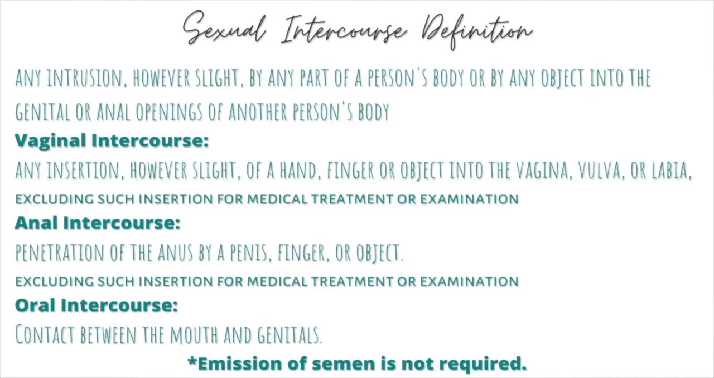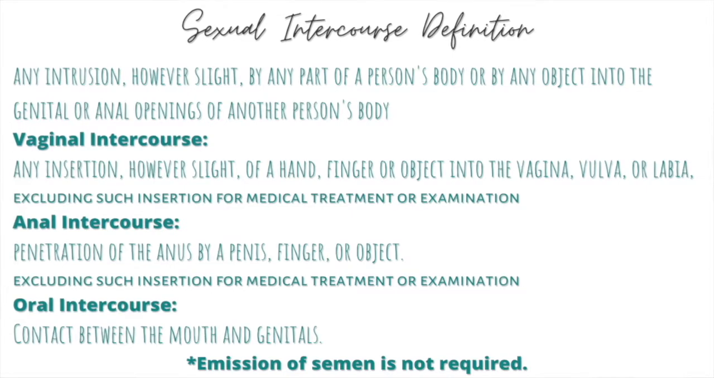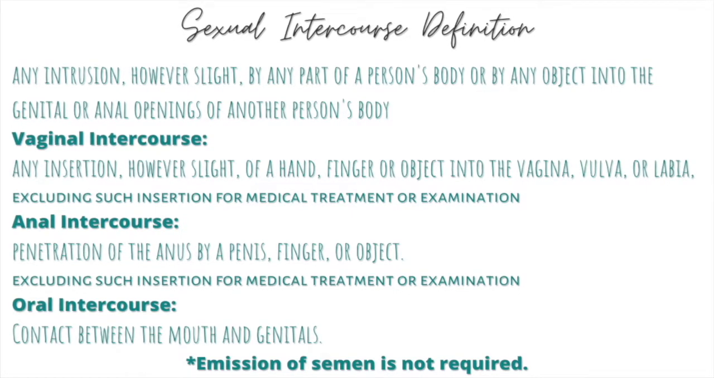This week we are talking about the difference between rape and sex. Sexual intercourse is defined as any intrusion, however slight, by any part of a person's body or by any object into the genitalia or anal opening of another person's body.